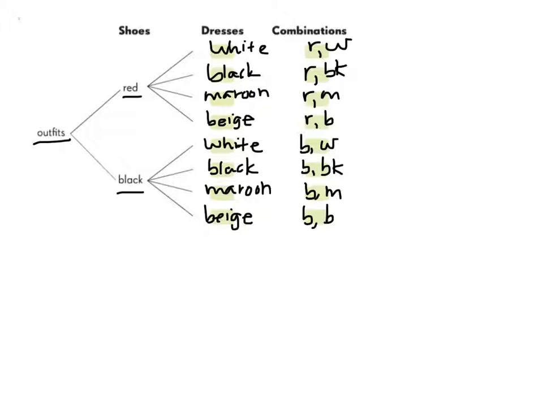All right, how many combos do we have? 1, 2, 3, 4, 5, 6, 7, 8. There are 8 possible combinations of shoes and dress.